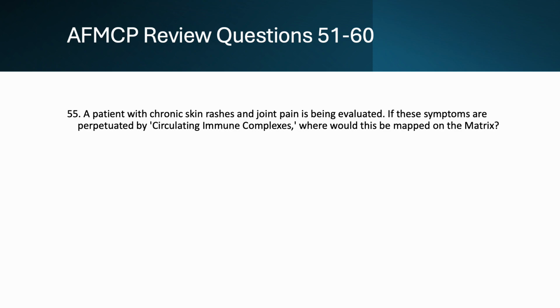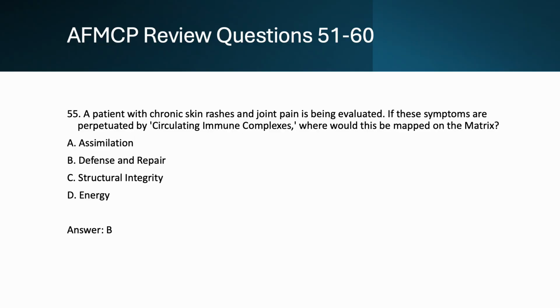Question number 55. A patient with chronic skin rashes and joint pain is being evaluated. If these symptoms are perpetuated by circulating immune complexes, where would this be mapped on the functional medicine matrix? A, assimilation. B, defense and repair. C, structural integrity. D, energy.